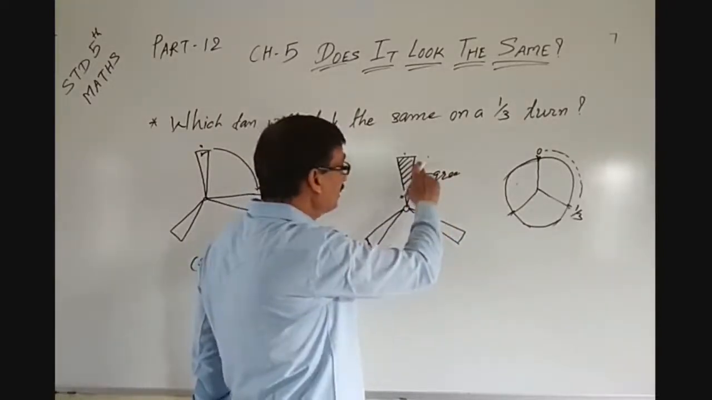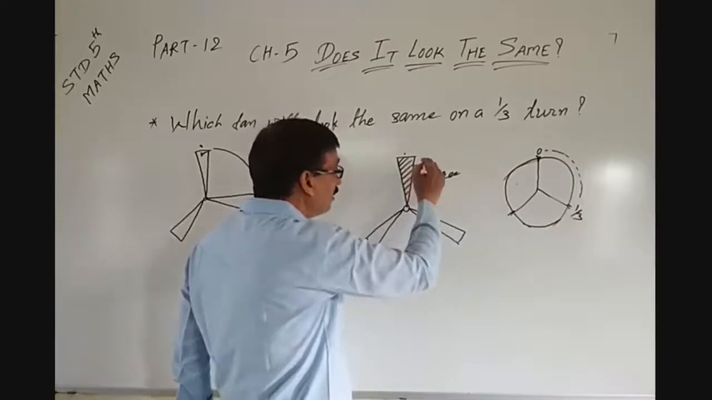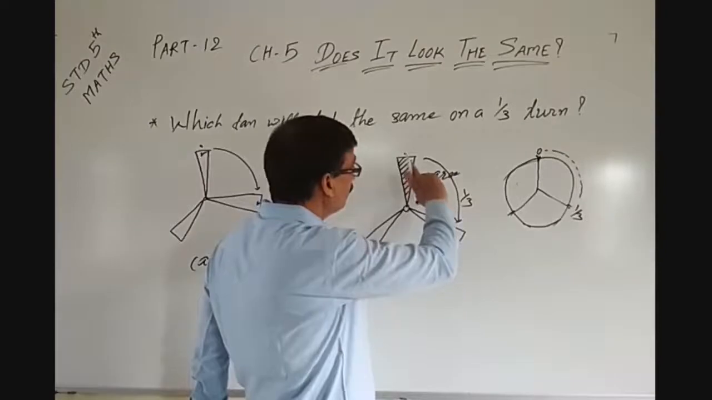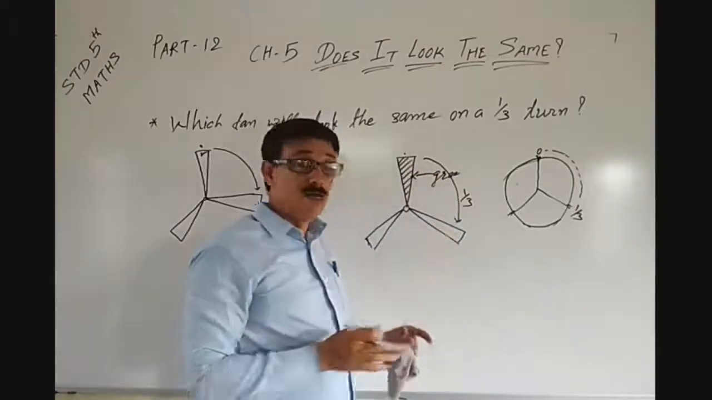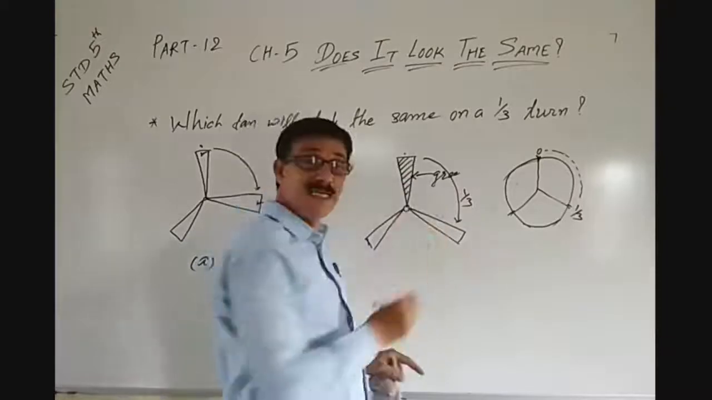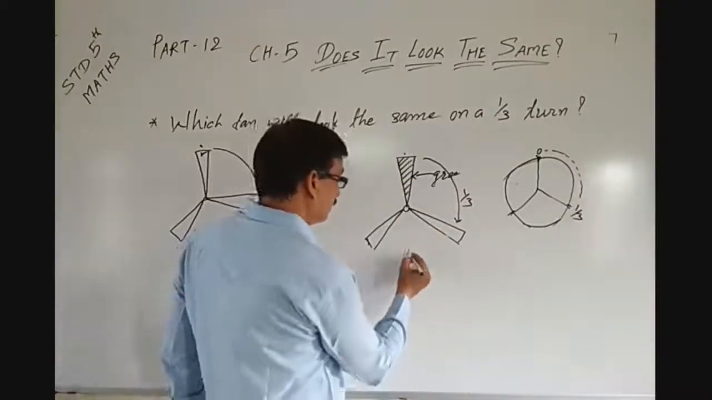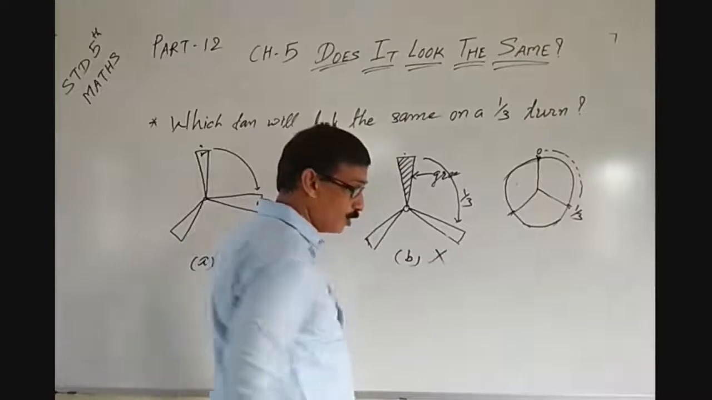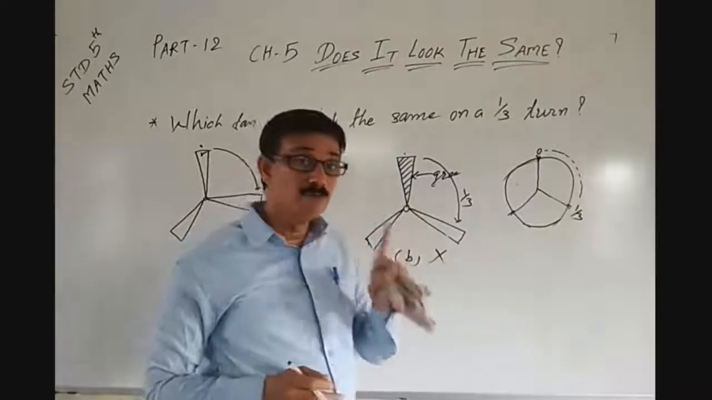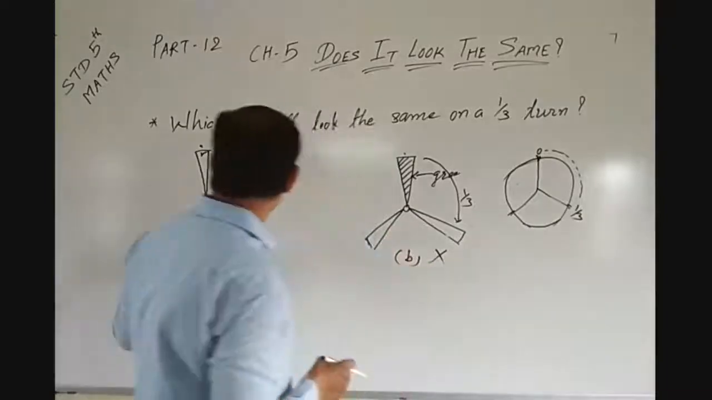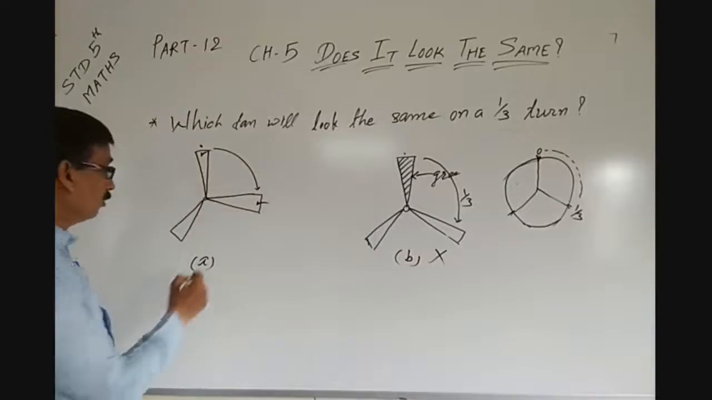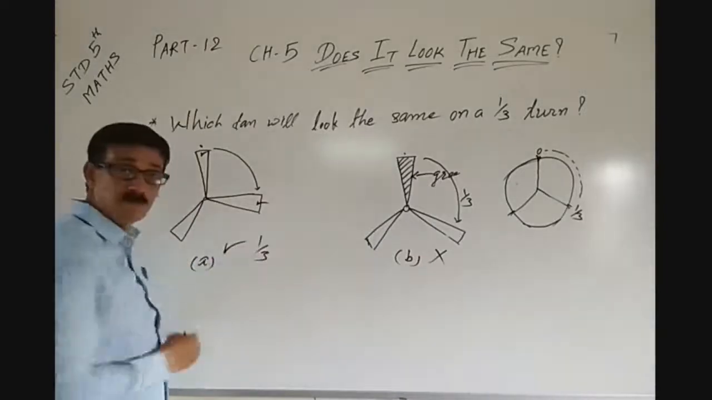On giving 1/3 turn, this blade will come over. But two blades are blue and one of the blades is green, so this pen will not look the same after giving 1/3 turn. Why? Because one of the blades is green, and this pen having all the blades same, that is why this will look the same after giving 1/3 turn.